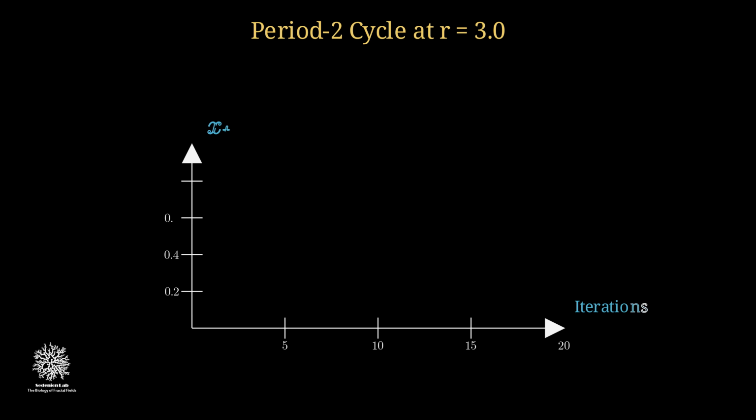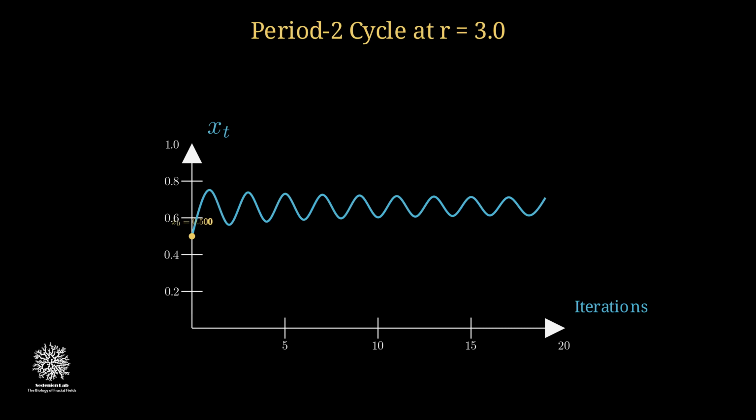Imagine a pendulum that doesn't just swing to one side, but toggles between two positions forever. This doubling of possibilities is the beginning of the period doubling route to chaos, a universal phenomenon found in systems ranging from population dynamics to electrical circuits.